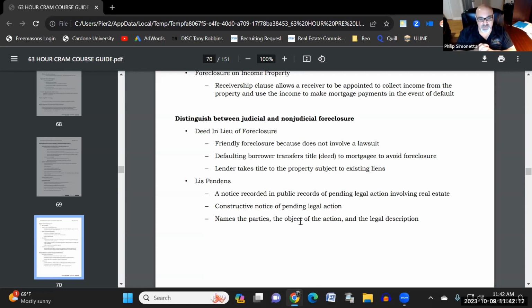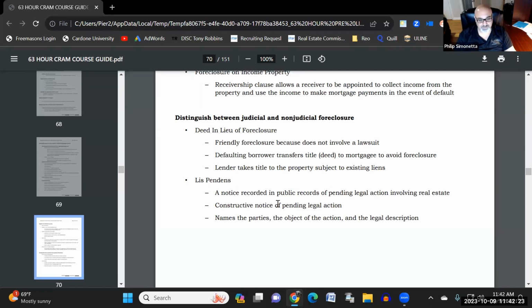It names the parties, the bank and the mortgagor, mortgagee, the object of the action, which is the property, and the legal description of the property. That's what's on the lis pendens.